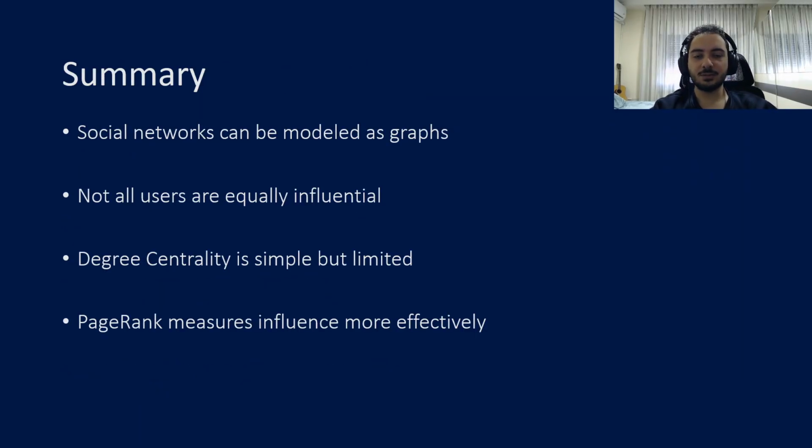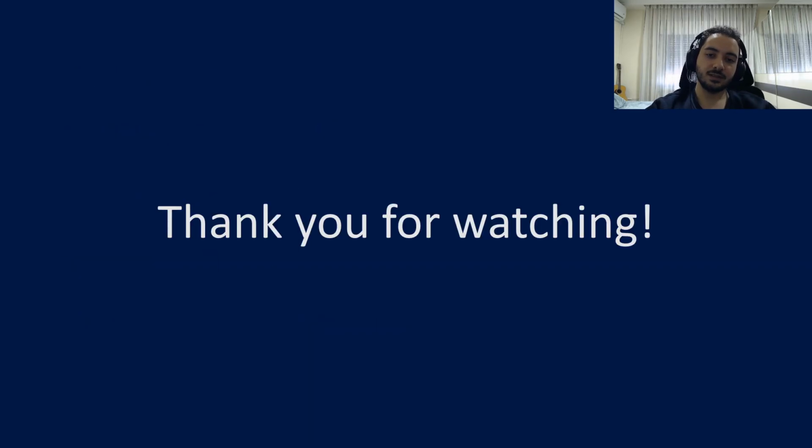So, to summarize, we started by modeling social networks as graphs. We saw that not all users are equally influential, and we explored degree centrality as a simple method, which we discovered has its limitations. And then finally, we introduced PageRank, which provides a more accurate way to measure influence by considering the importance of connections. This shows how graph theory can be used to solve real-world problems.